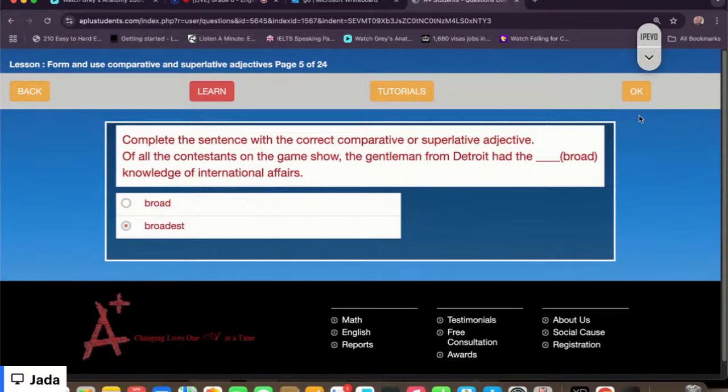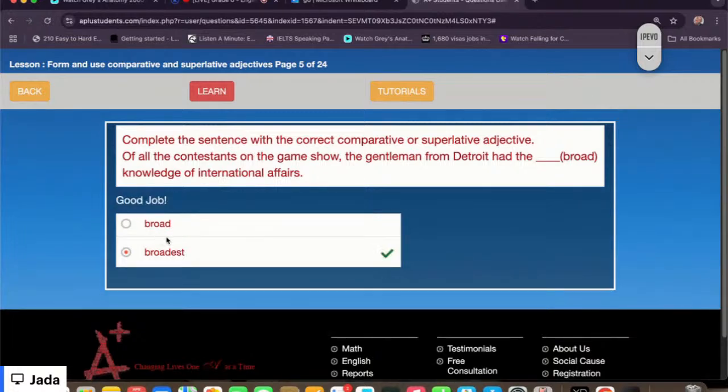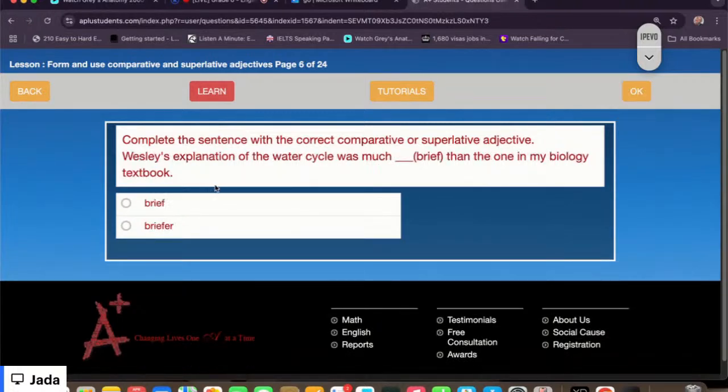So we have brothers. Okay. Wesley's explanation of the water cycle was much brief than the one in my biology textbook. Brief or briefer?